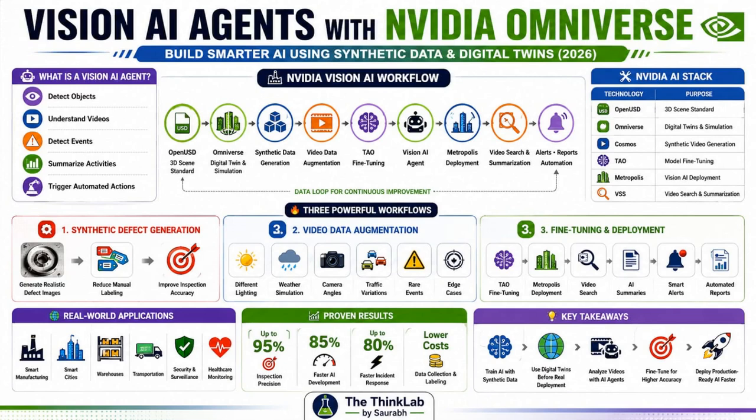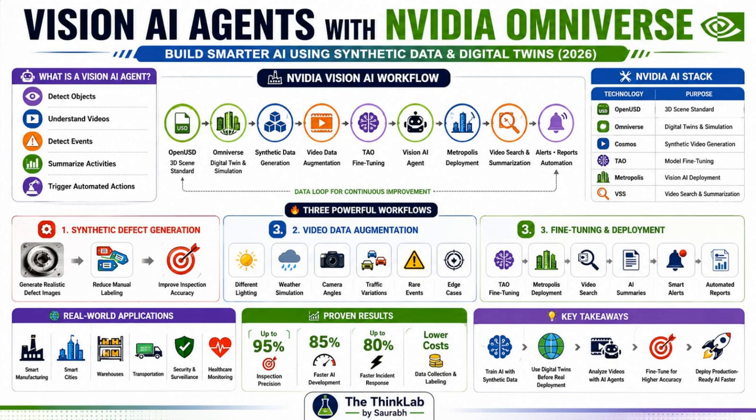So let's get started. First, let's answer the simple question: what is a Vision AI agent? A Vision AI agent is an intelligent system that can see, understand, reason, and take action based on an image or video. Traditional computer vision models only perform object detection, right? For example, they can identify a person, cat, bicycle, like this. But Vision AI systems go much further. They understand what is happening in an entire scene. They can monitor live video streams, detect unusual events, and summarize hours of video into a few sentences.